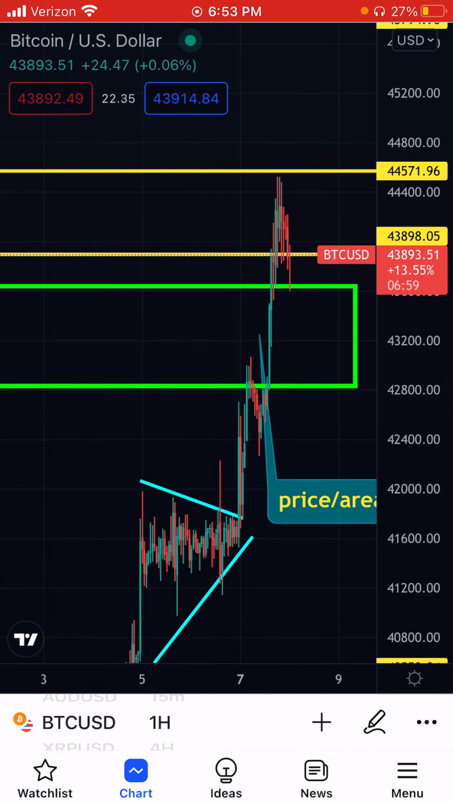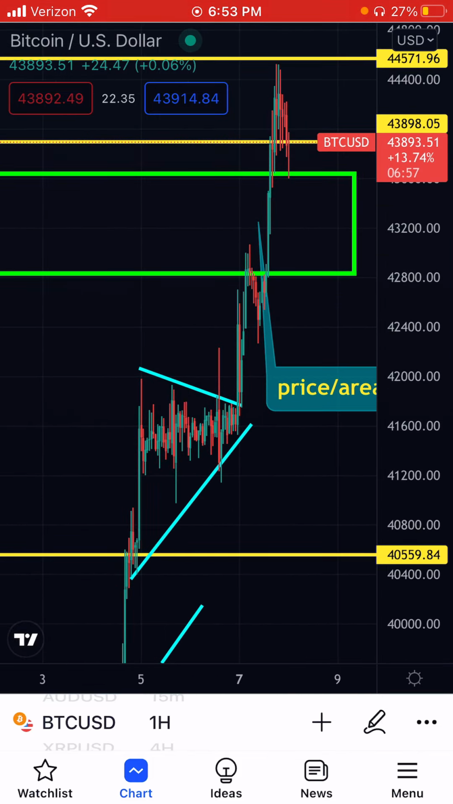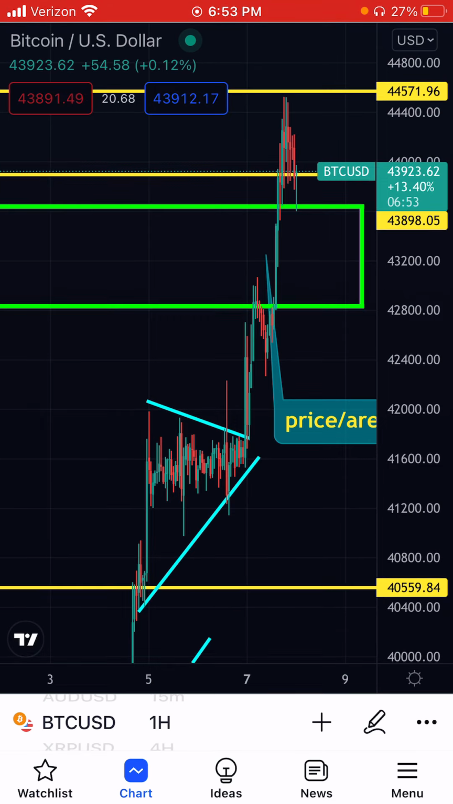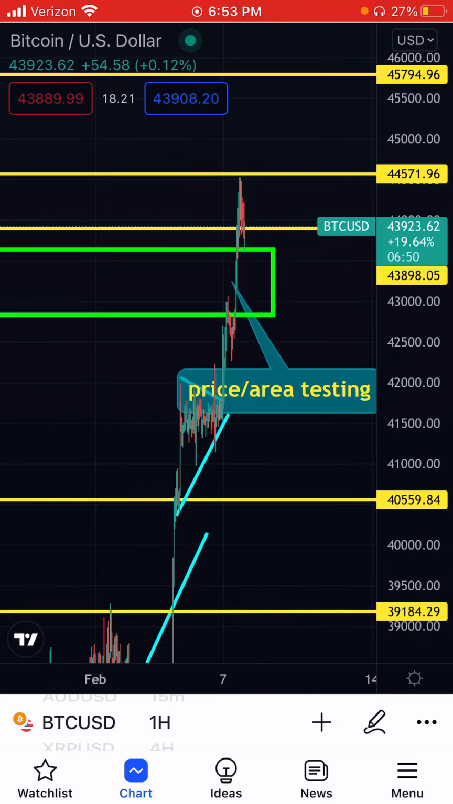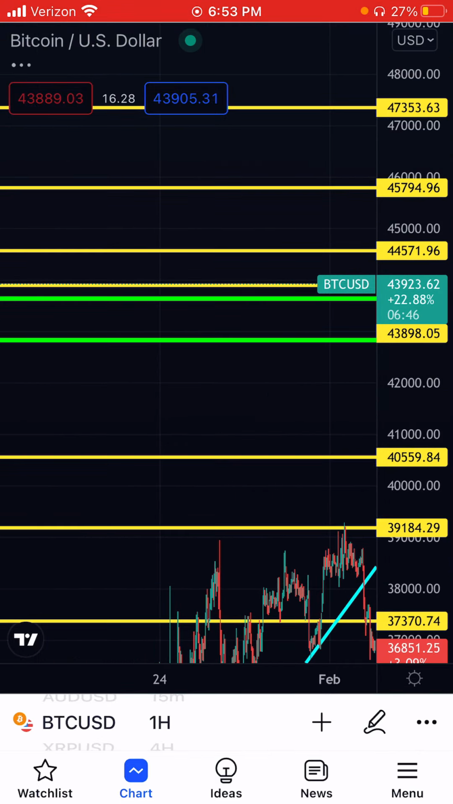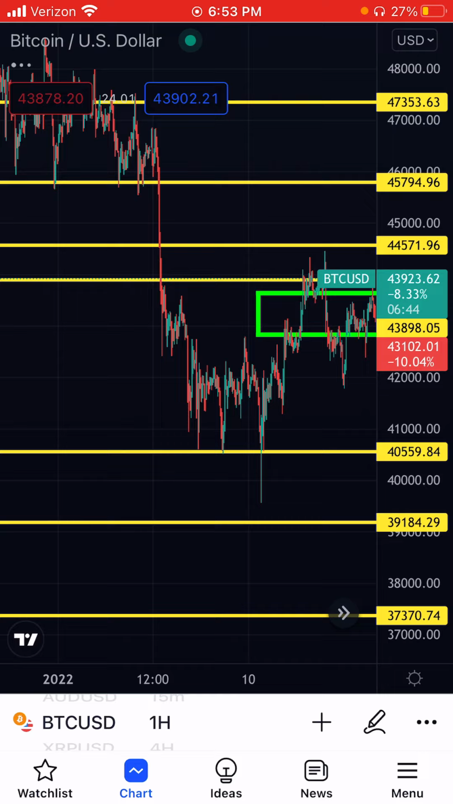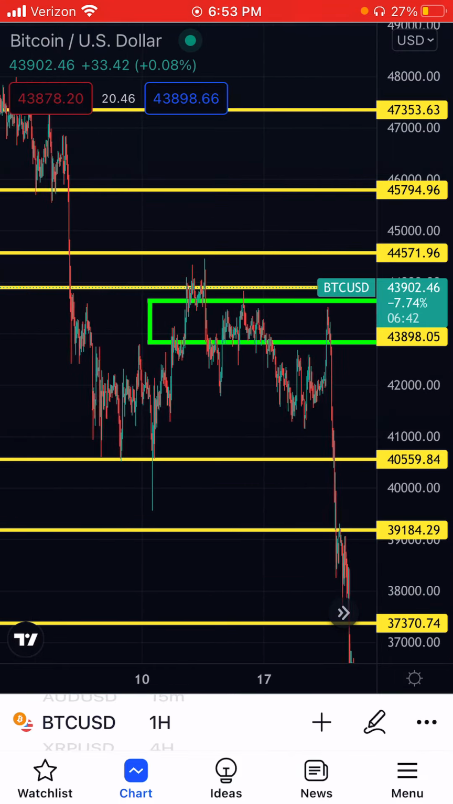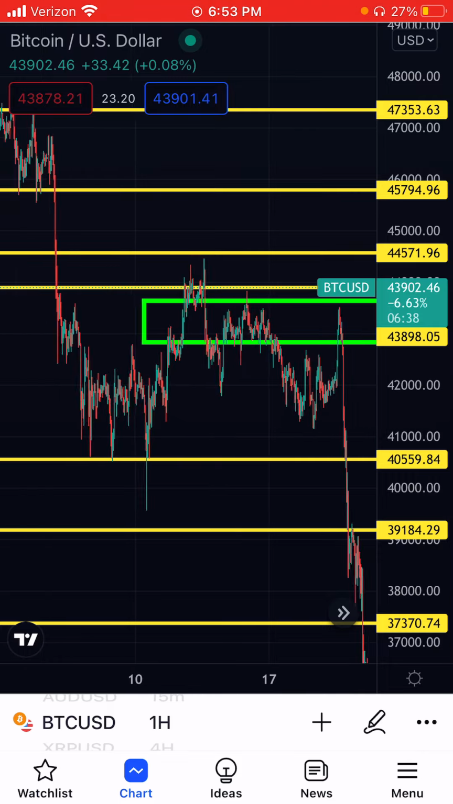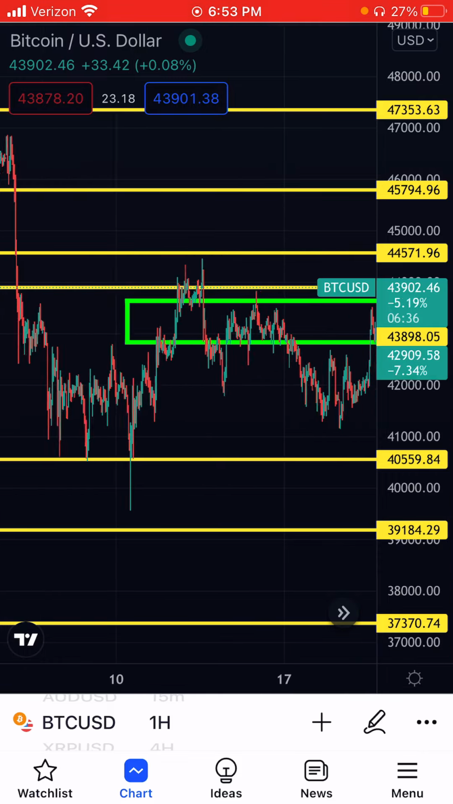For the people that don't know, there's something called, I'm giving out too much sauce. I can't do that. But point is, just look, trading isn't hard. Just look at the area. You see this area right here? It's something called supply and demand zones, right?